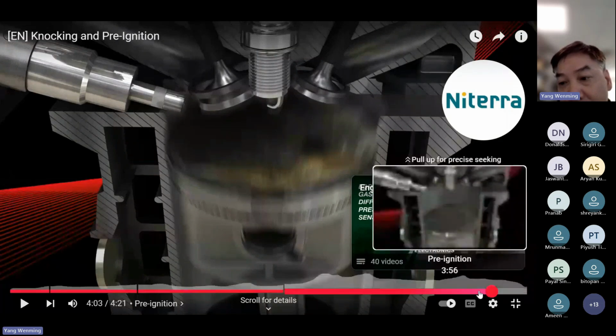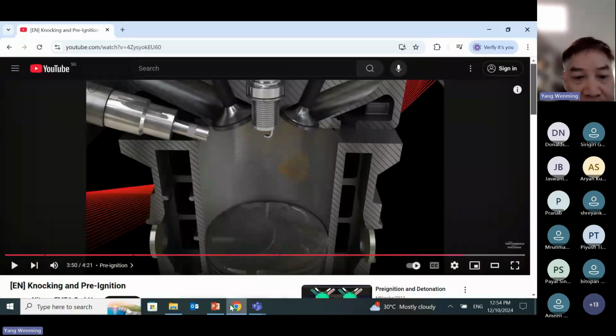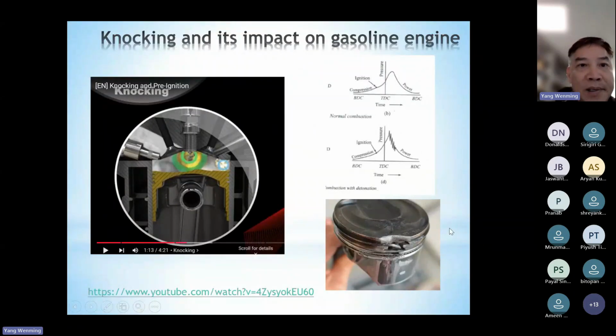So you can see here the piston has been destroyed, because this is a detonation. Okay, so it's important for gas engines to avoid cases where knocking occurs.